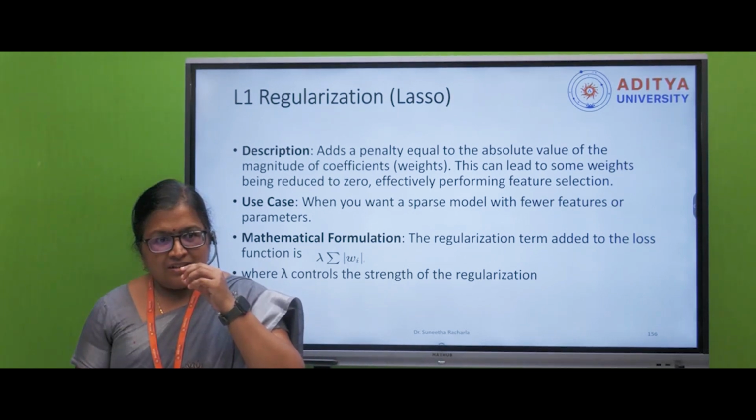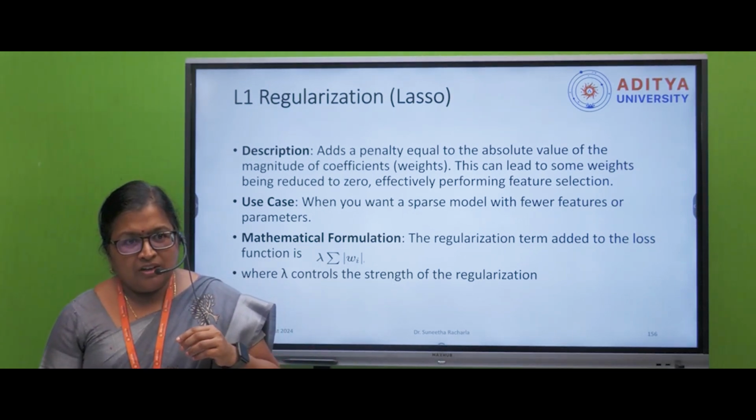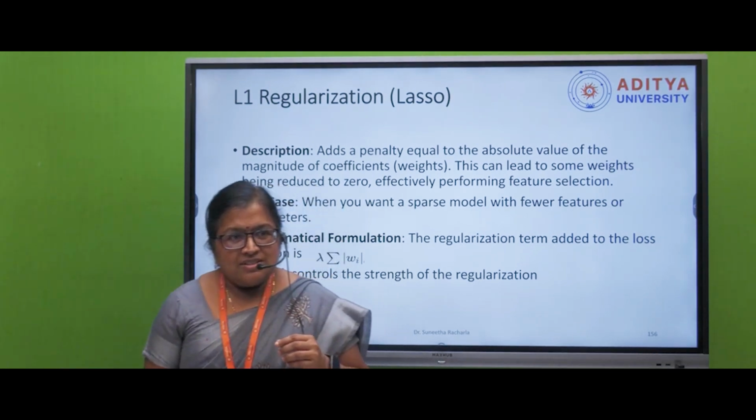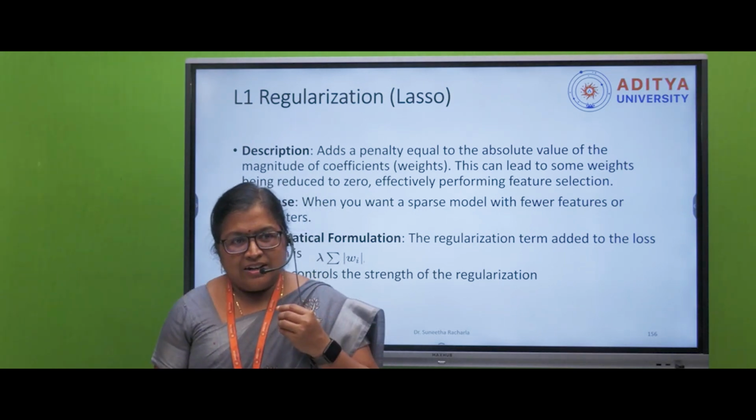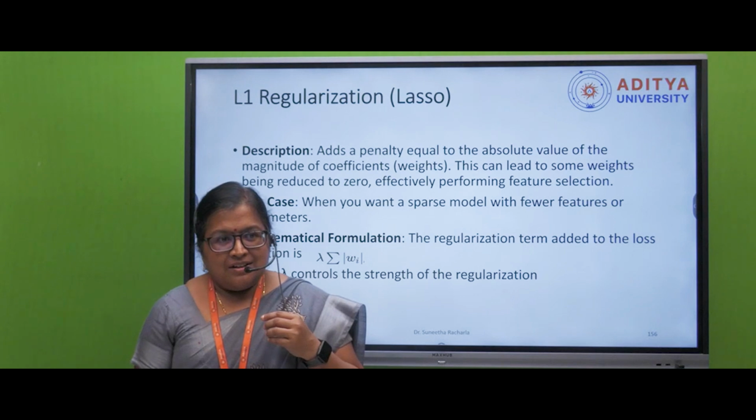Now let's check whether I am audible now or not. Is it clear, everyone? Am I audible? So let's continue the regularization part.